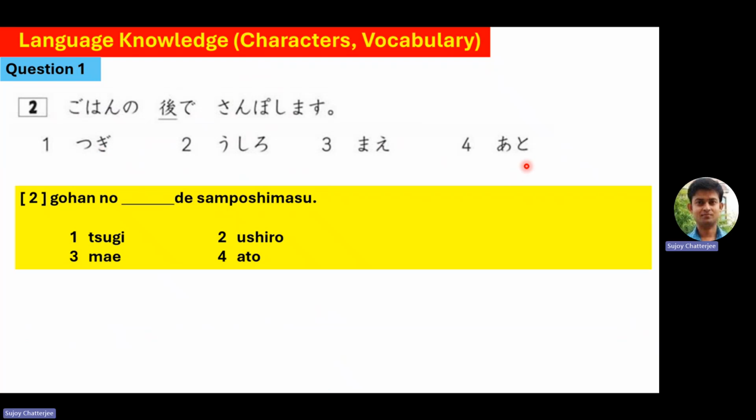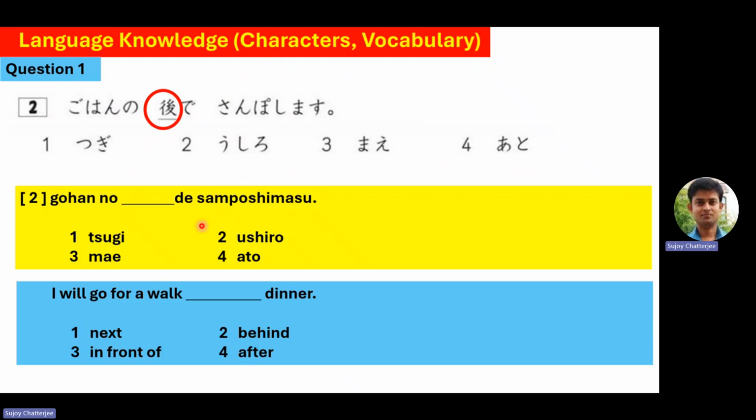one out of these could be the answer. So now this is the kanji which needs to be replaced. So I will go for a walk dash dinner. So tsugi means next, ushiro means behind, mae means in front of, ato means after. So which one will be the answer?